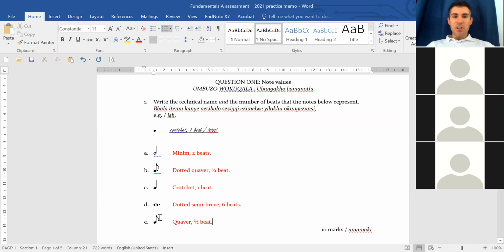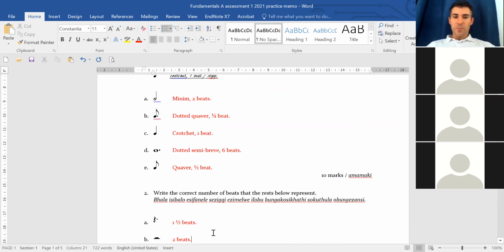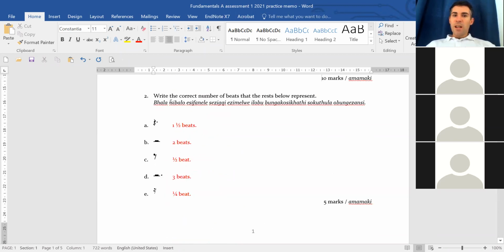All right, then we've got, what's this note over here? It's a quaver, is half a beat. Is that okay with that? Yes, sir. All right. Now the next question, it says, write the correct number of beats that the rests below represent. So we just need to say how many beats they are worth.